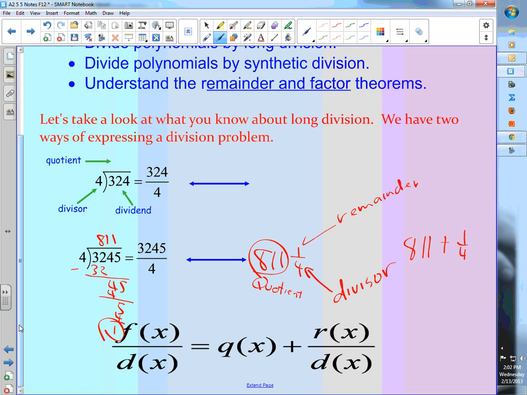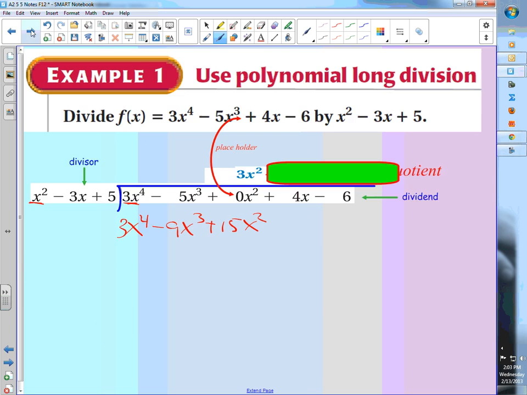Same reason why when we put an 8 here, you multiplied 8 times the divisor, wrote it down, drew a line, subtracted. We're just mimicking that process. Okay? We know x squared goes into here, 3x squared times this gives you that. And then we draw a line, and here's where your mistakes will begin. And it's these mistakes that you're going to make on long division are absolutely careless.